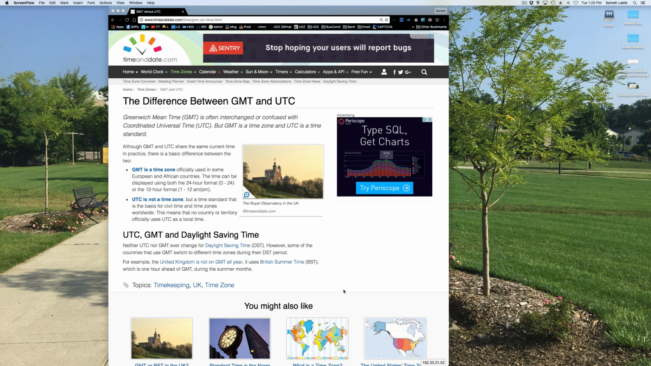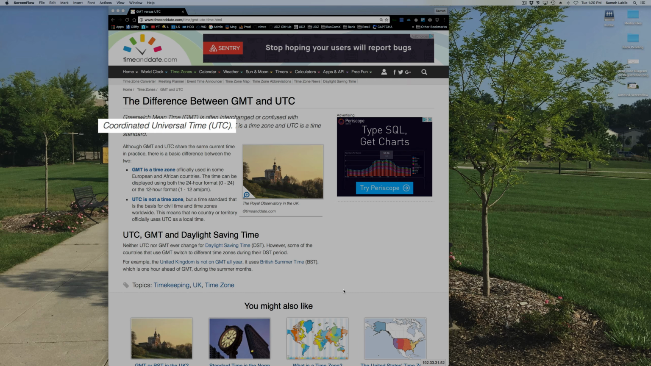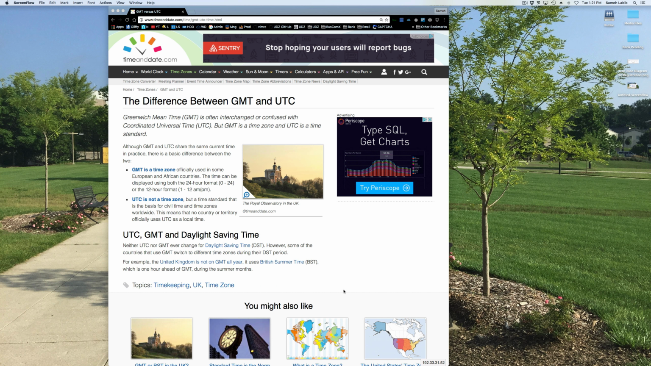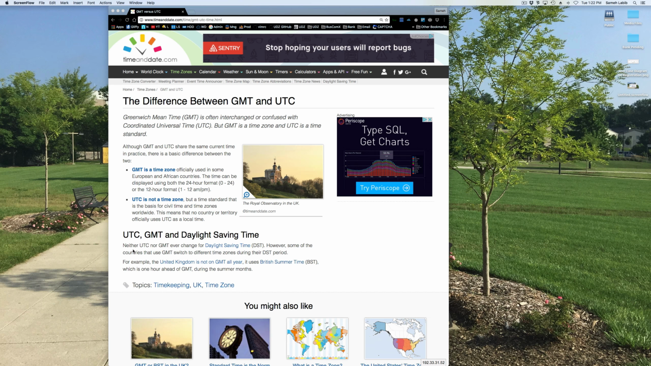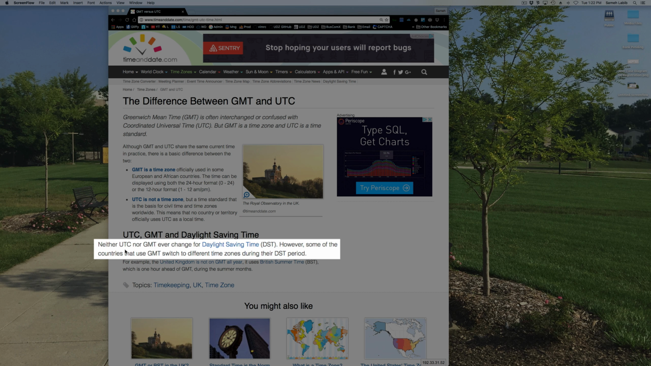Let's get one thing straight, and that's the definition of UTC. UTC is Universal Time Coordinated. UTC time and GMT time are both, in terms of what time it is, the same thing. However, GMT is a time zone and UTC is a time standard. Here's another thing. Neither UTC nor GMT ever changes for daylight savings time.